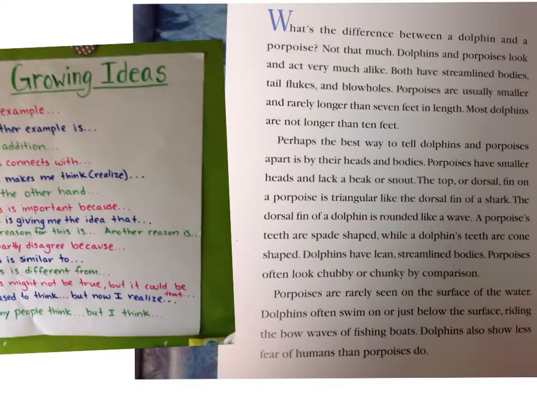Readers, we're going to use the page from the Dolphins book that compares and contrasts dolphins and porpoises. I'm going to read it aloud just to remind you about what it's all about. What's the difference between a dolphin and a porpoise? Not that much. Dolphins and porpoises look and act very much alike. Both have streamlined bodies, tail flukes, and blowholes. Porpoises are usually smaller and rarely longer than 7 feet in length. Most dolphins are not longer than 10 feet.